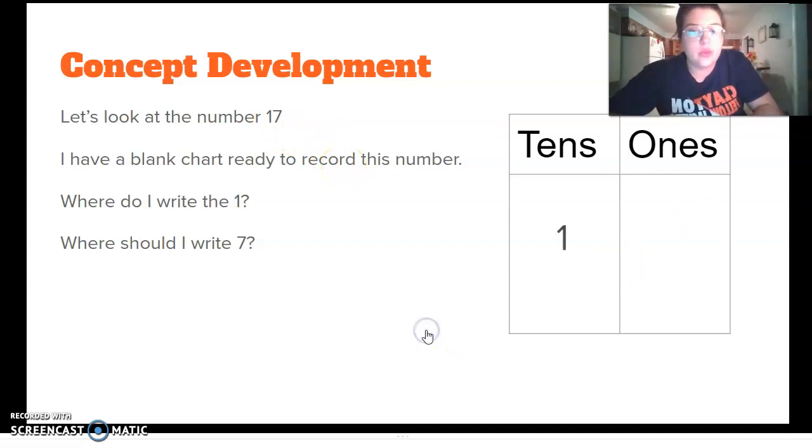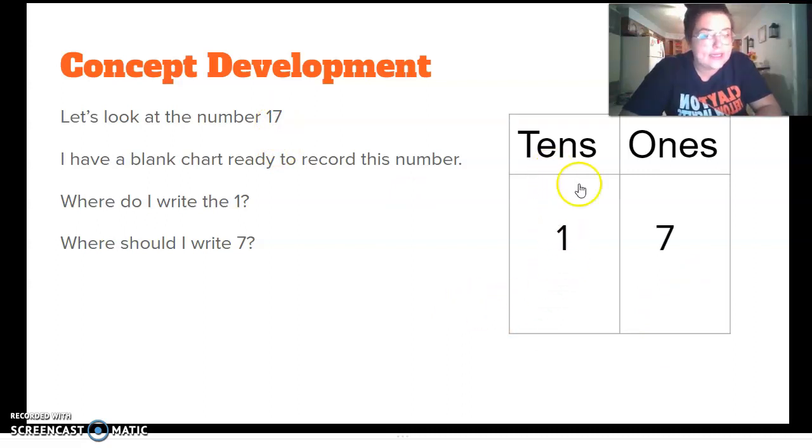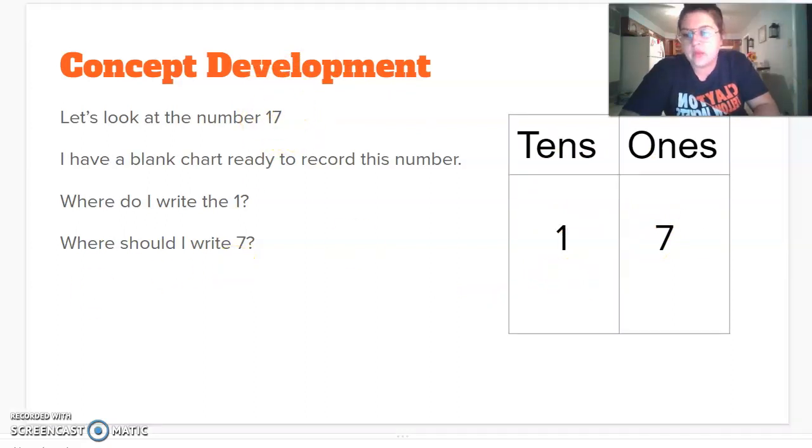So we would write our 1 in our tens place. Then we look at the number 7. Where should I write 7? Well, we've already put the 1 in the tens place, and we know that the 7 is in the ones place. So we would have 1 10 and 7 ones, which is equal to 17. Okay?